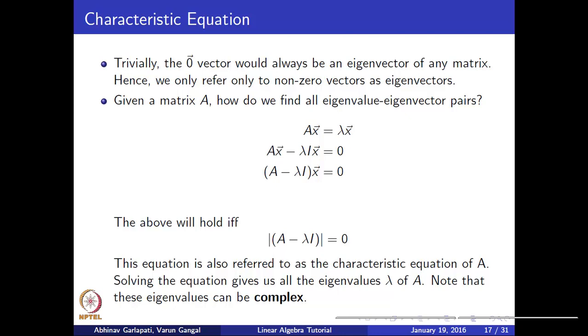So the question is, given a matrix A, how does one find all the eigenvalue-eigenvector pairs? By simplifying Ax equals lambda x, we get (A minus lambda I) x equals 0. Now, since we are only looking at non-zero vectors, x can't be a 0 vector, which means that det of (A minus lambda I) should be 0. So the equation det(A minus lambda I) equals 0 is called the characteristic equation of A. Solving this equation gives us all the eigenvalues of A.